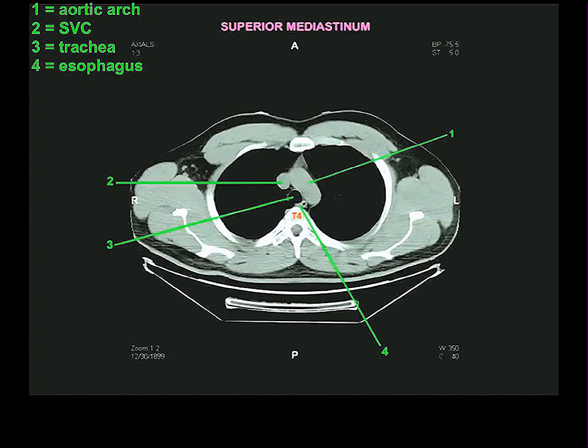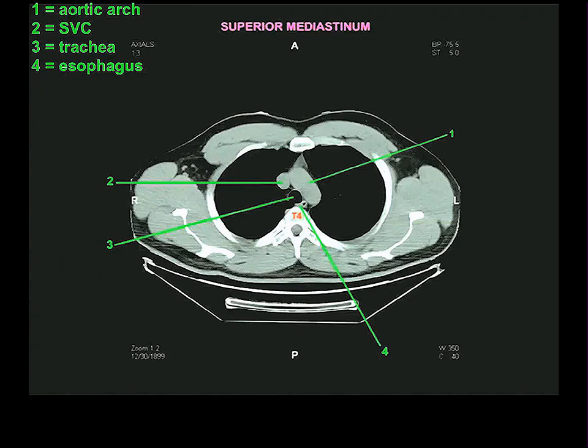They're filled with blood. Then there's an air density structure, which is behind and to the right of the aortic arch. That air density structure behind and to the right of the aortic arch is the trachea. And then the thing that is behind the trachea is this thing here, which looks to be partly water density and partly air density, and that is the esophagus.